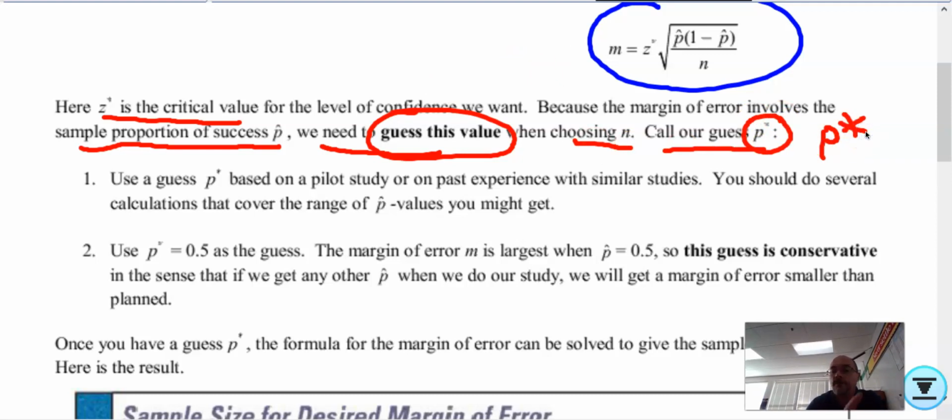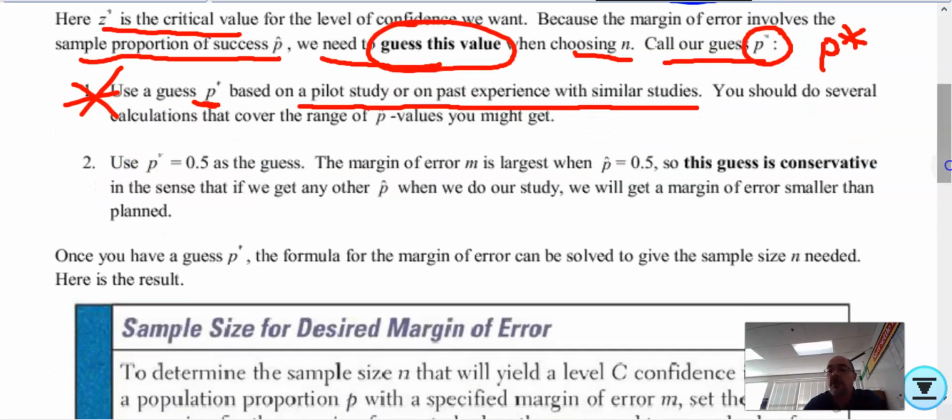Now, ladies and gentlemen, there are two conditions here. One, you can guess p star based on a pilot study or on past experience with similar studies. We are not going to do that. We're going to stick with number two. We're simply going to use p star as 0.5 as our guess.